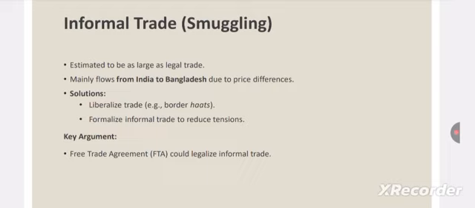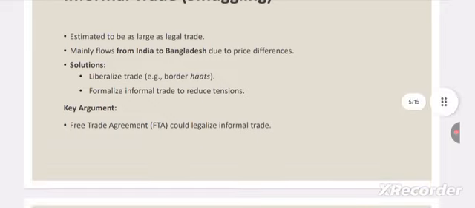Solutions here can be liberalization of trade. For example, we can take here border haats, especially border haats. Formalize informal trade to reduce tensions. The key argument here is that a free trade agreement could legalize informal trade.